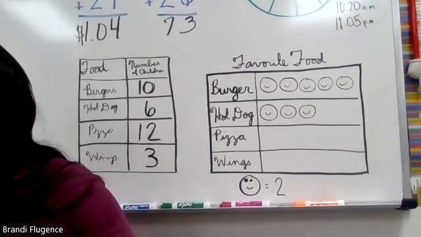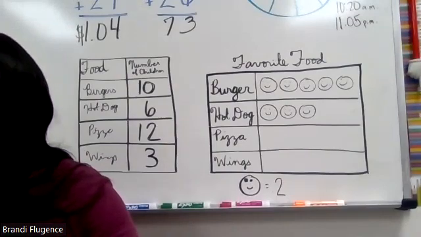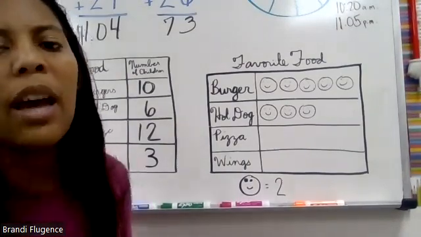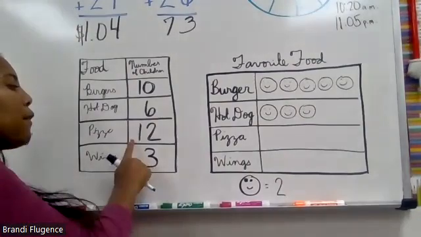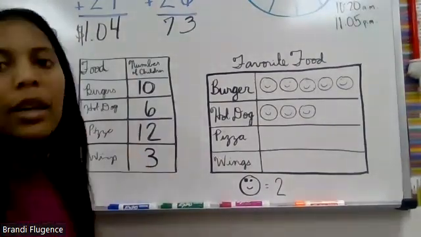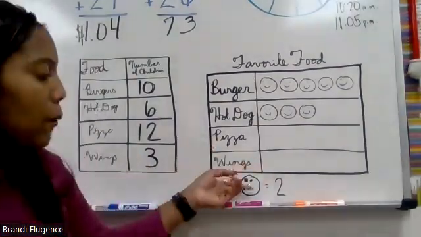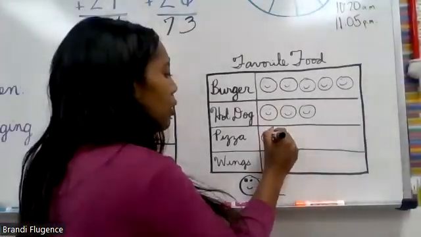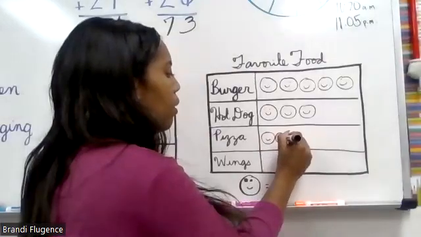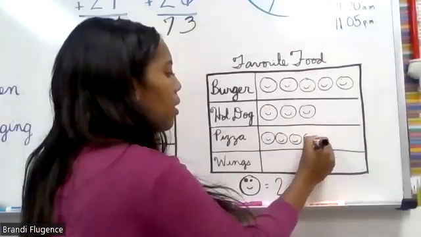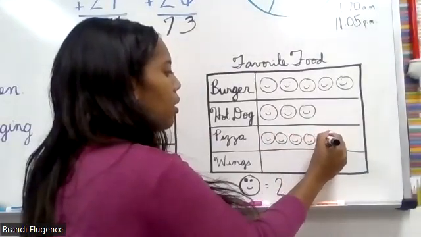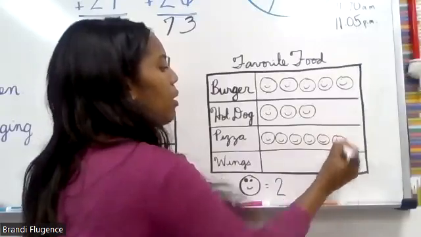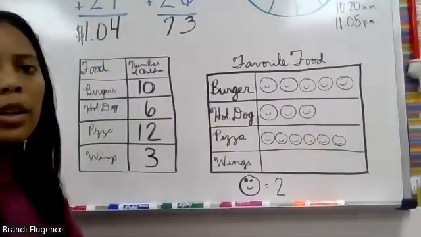And in order from biggest to smallest. Okay, next we have pizza. How many children said their favorite food is pizza? 12. All right, let's put it into our graph using a scale of 2. So we have 2, 4, 6, 8, 10, 12. Good.